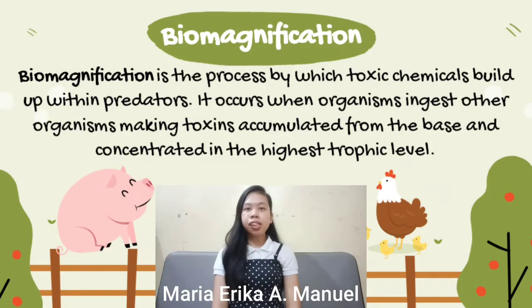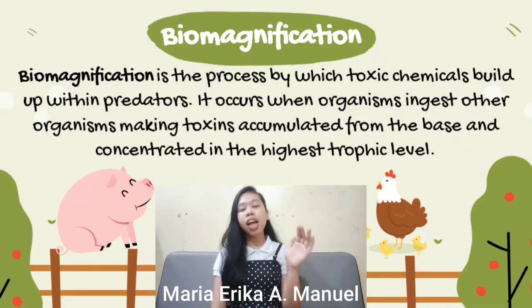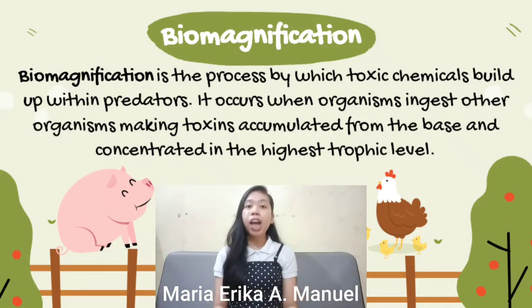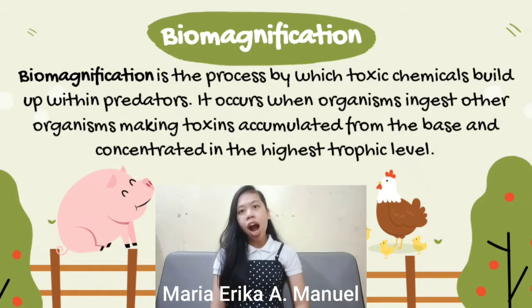Biomagnification refers to the process by which toxic chemicals build up within predators. This usually occurs across an entire food chain and affects all of the organisms. However, animals higher up in the chain are more impacted because when predatory animals consume their prey, they also consume all of the toxic chemicals within the said prey. When these toxins aren't easily excreted, they build up in the animal system through the process of bioaccumulation. Therefore, as the food chain progresses, toxin concentrations also increase or magnify.